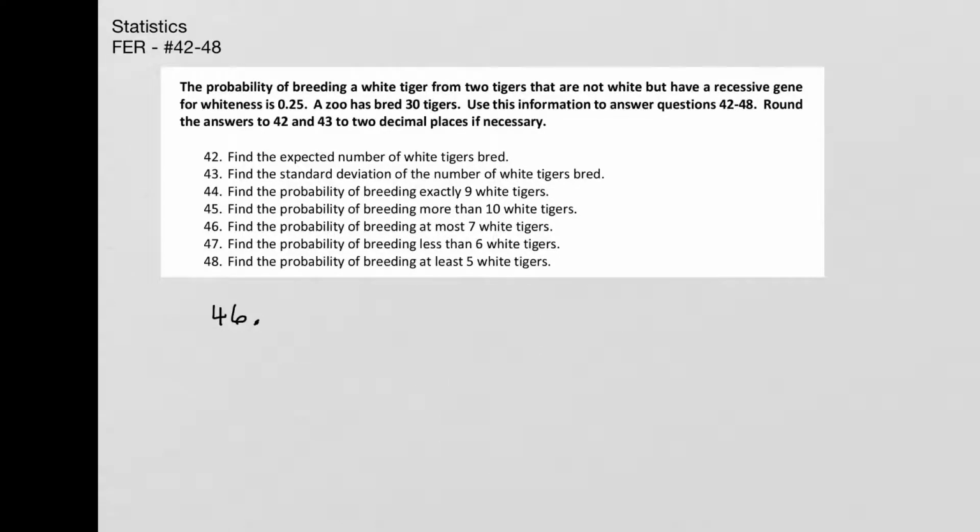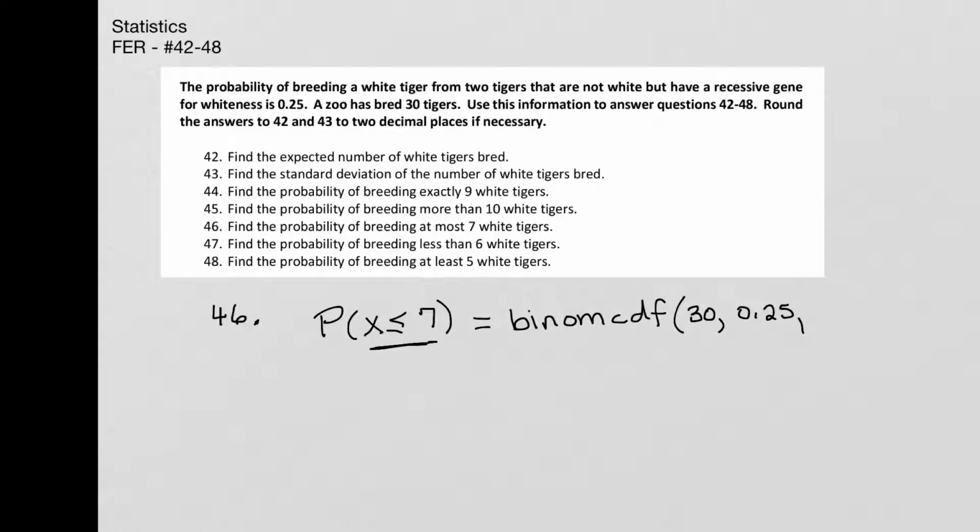In question 46, I want the probability of breeding at most 7 white tigers. So in this case, I want the probability that x is less than or equal to 7. So in order to find this, again, I'll use the binom CDF function, because again, this is a range of values, not just one individual value. And that's 30, 0.25, and then 7 is my upper limit. And so I get 0.5143.